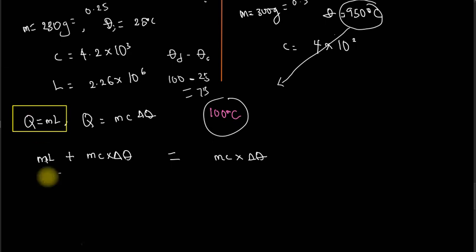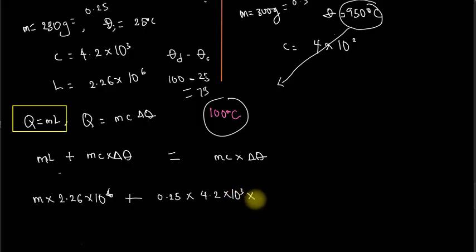So we can just use m there, times L, 2.26 times 10 to the power 6, plus what? Mass of water which gained heat, which is 250 gram. So in kilogram it is 0.25, times what? Specific heat capacity, 4.2 times 10 to the power 3, times what? Change in temperature. Remember, change in temperature was what? 75.